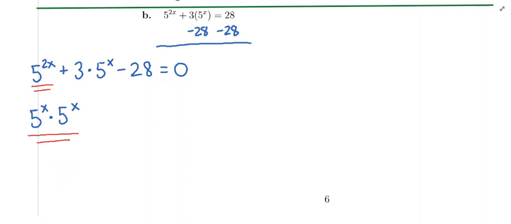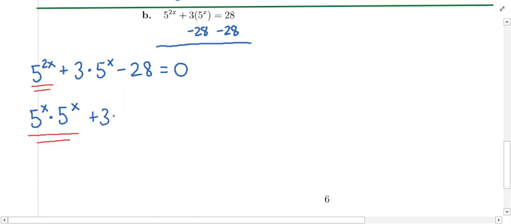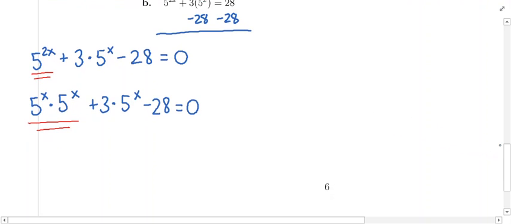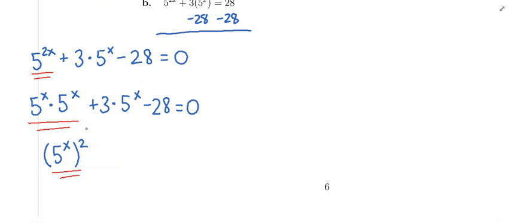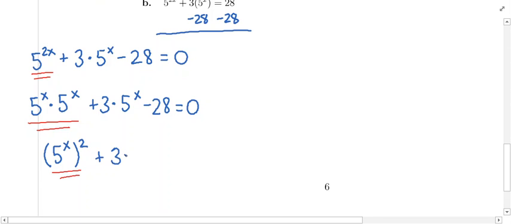Okay, I'm going to jot down the rest of the equation here. And then in our next step, okay, remember if you have 5 to the x power times 5 to the x power, you're multiplying the quantity 5 to the x by itself. So if you multiply anything by itself, you're really squaring it. Okay, so this is another way we can write this term. Okay, and I'm just going to carry the rest of the equation down.